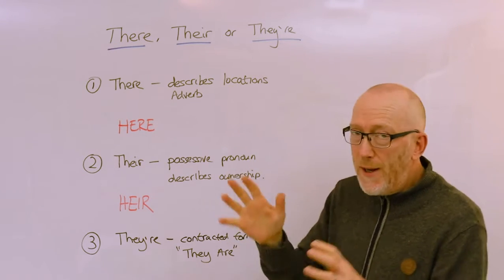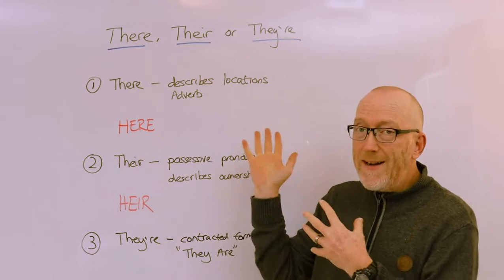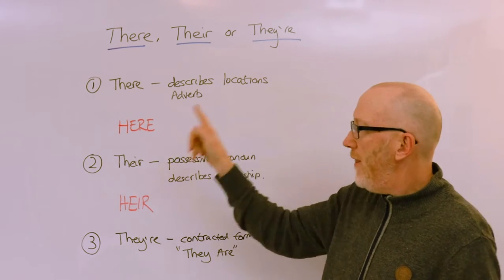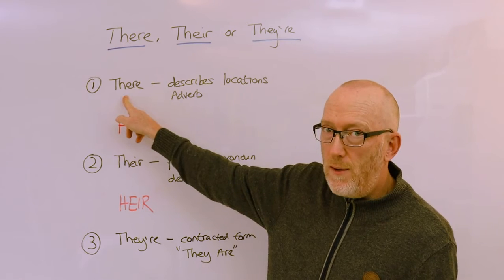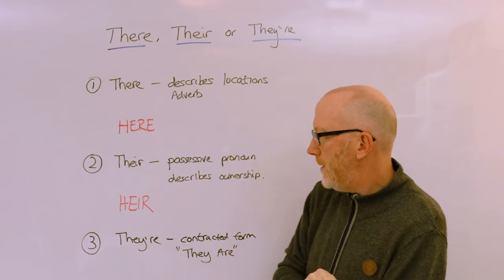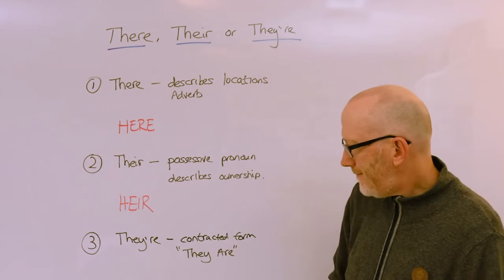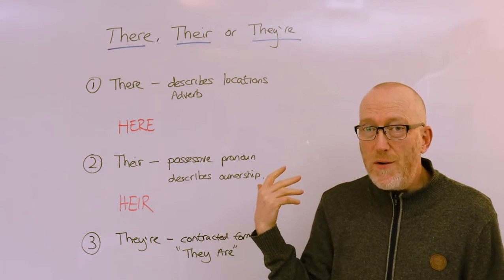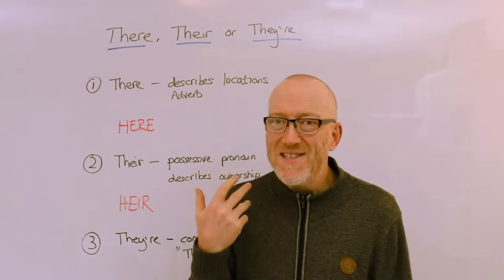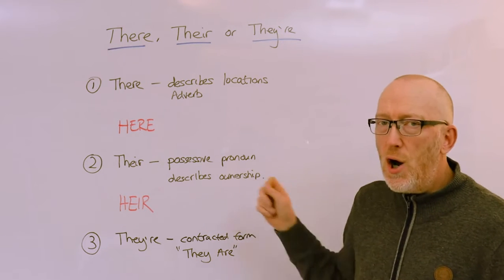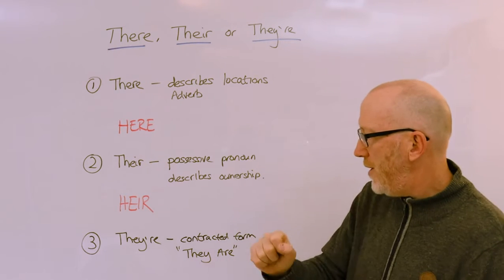Okay. Now if you are listening rather than reading these words, and you know somebody is talking about a location, then this is the word that they will use, there. Okay. Number two, their. Now this is a possessive pronoun and is used to describe possession of something. Okay. In particular, ownership. We use it to describe ownership.